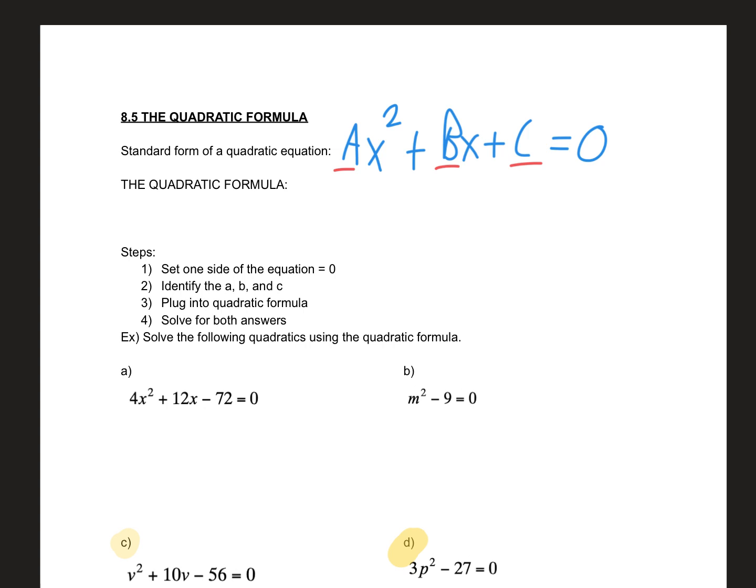We've talked about in previous sections that there are some quadratic equations that we are not able to factor just with the way the numbers are. This is the section where we're going to talk about what to do with those. So the quadratic formula allows us to solve certain equations that are not factorable.